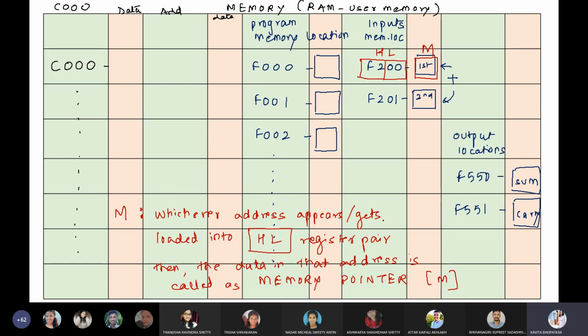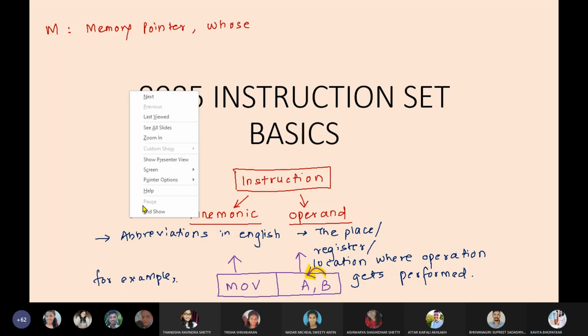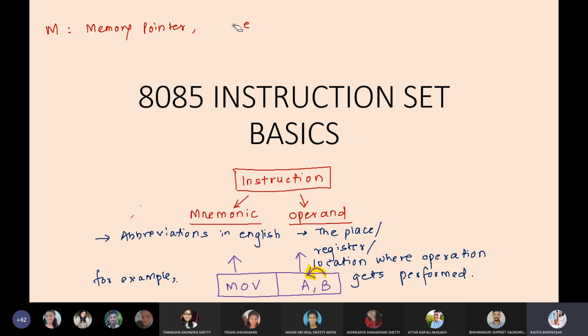पूरा माइक्रो प्रोसेसर में एक ही चीज हमें दिया है. माइक्रो प्रोसेसर ने प्रिविलेज दिया है M का. What is M? OK, what is M? In simple words, M is memory pointer.